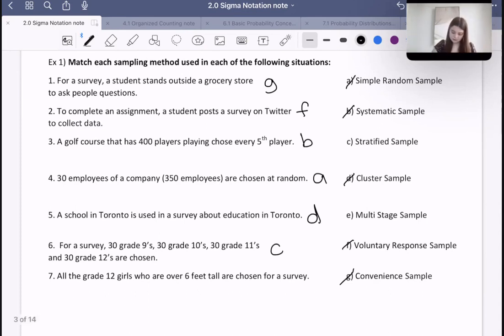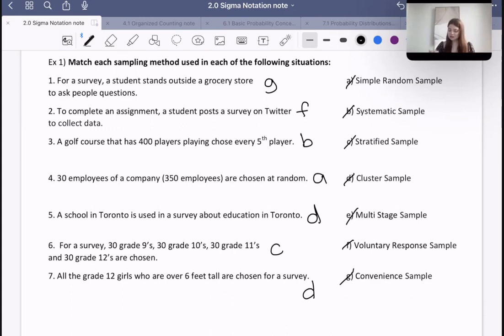All right. Number seven says, I guess it's probably going to be E because it's our last one, but let's read it anyway. All the grade 12 girls who are over 6 feet tall are chosen for a survey. Well, actually, that wouldn't be E then. I think they're expecting us to choose E here, multi stage sampling. But they're actually doing certain clusters of people who are at different heights and then choosing all of them for a survey, not just choosing some. So I'm going to say that this is actually more likely to be D, cluster sampling. They're saying we're going to choose all the grade 12 girls, so people from a specific group who are over 6 feet tall, this specific cluster, and they're going to do a survey.